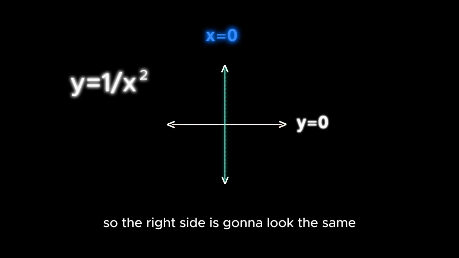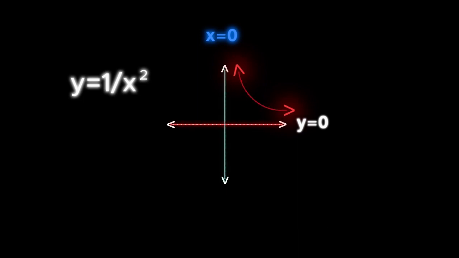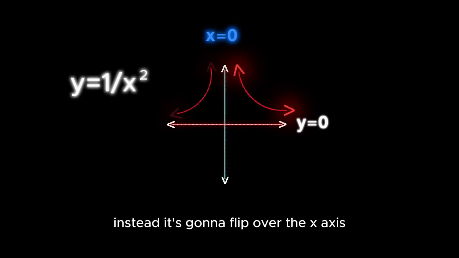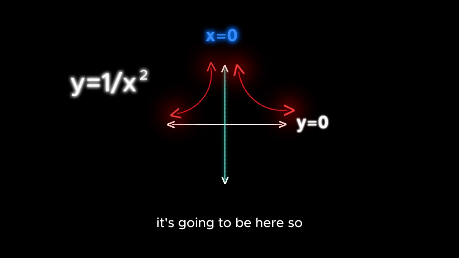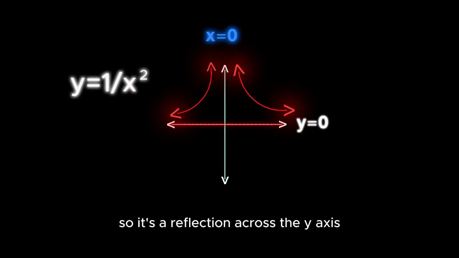So the right side is going to look the same. The left side, it won't be here. Instead, it's going to flip over the x-axis. It's going to be here. So this particular function is symmetric about the y-axis. As you can see, the right side looks like a mirror image of the left side. So it's a reflection across the y-axis.